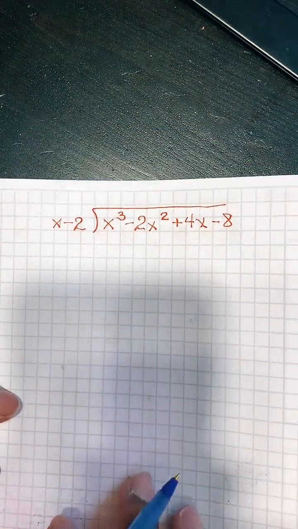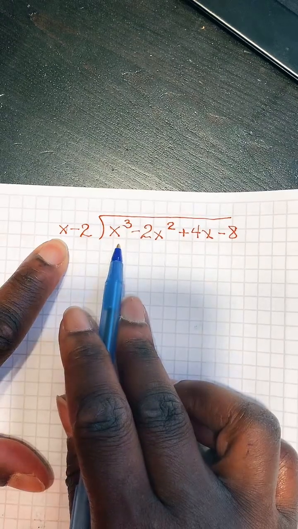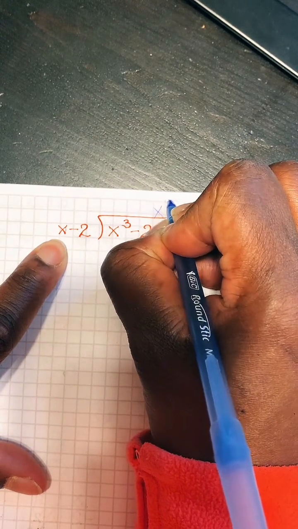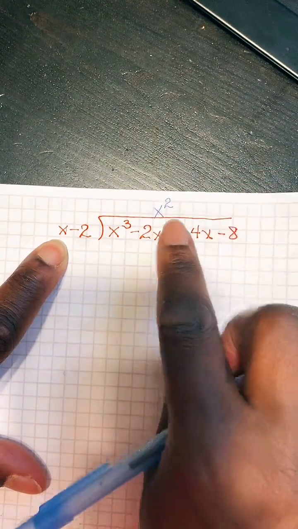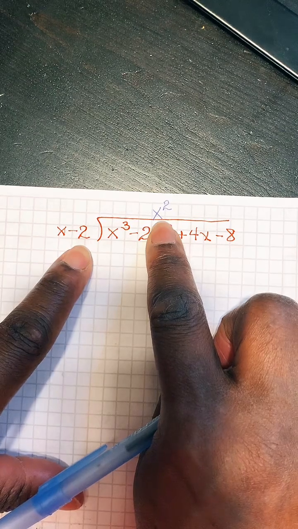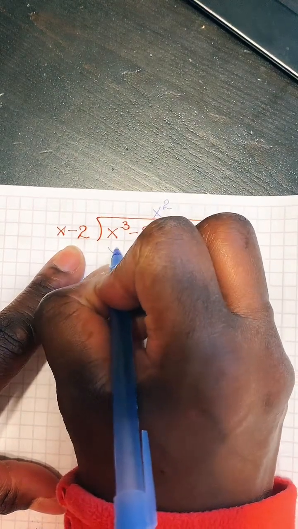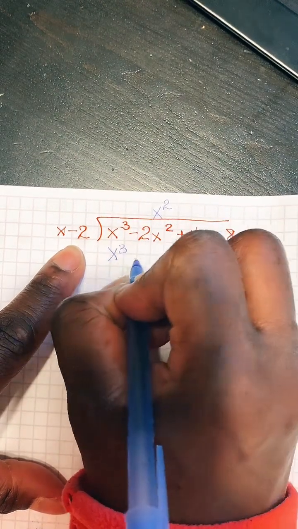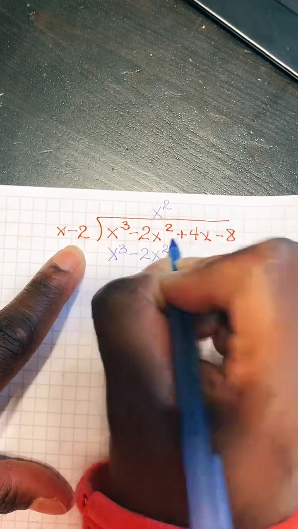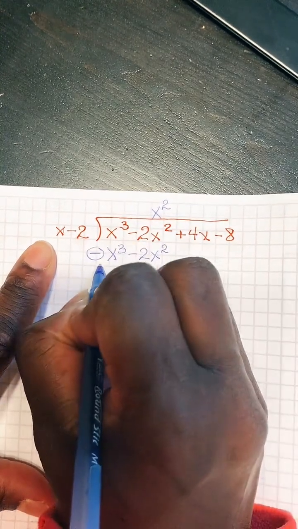So let's see how we did. So what times x gives me x cubed? That would be an x squared. Then I use the x squared times the -2, and that gives me -2x squared. So I have my x cubed down here, my minus 2x squared down there. And then we're always going to be subtracting this line.